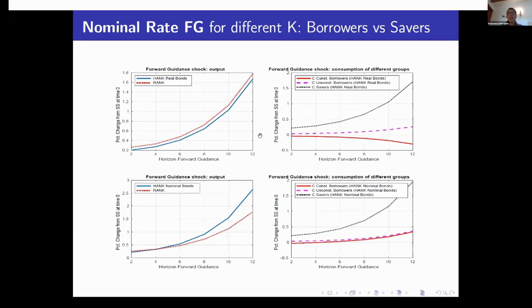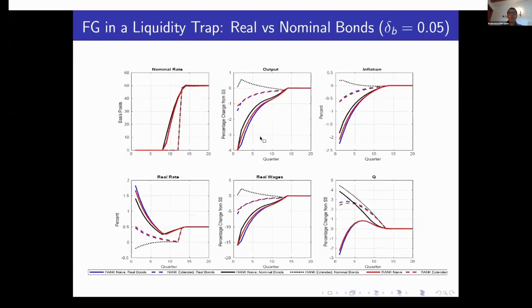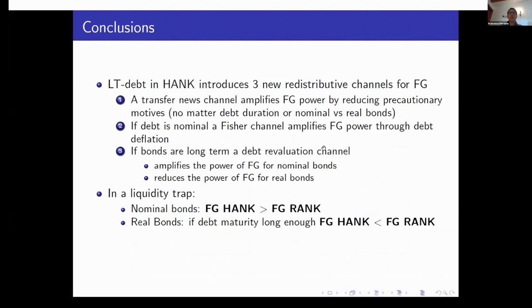And I think I'll conclude here since I'm out of time. Just to conclude, we show that long-term debt in a HANK model introduces three redistributive channels for forward guidance. A transfer channel that reduces the power of forward guidance by reducing the precautionary motive, a Fisher channel that amplifies the power of forward guidance through debt deflation, and then when bonds are long term, a debt devaluation channel that amplifies the power of forward guidance for nominal bonds but can reduce it for real bonds.